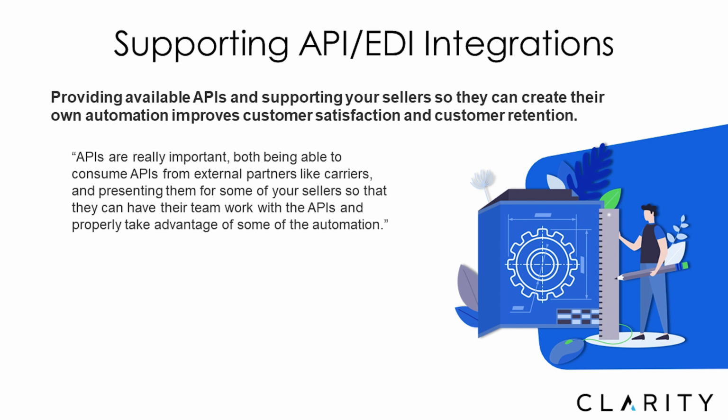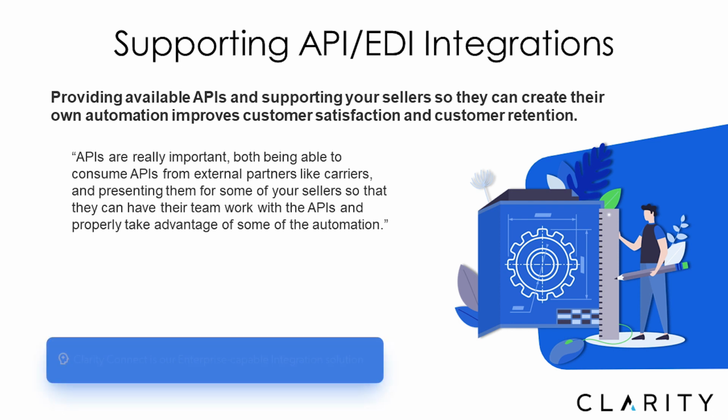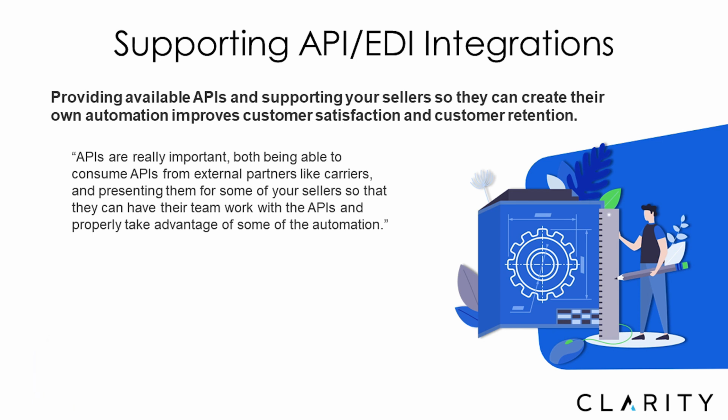So just as an example, one of the things that we offer at Clarity with our marketplaces is our integration platform. It can integrate with the most common ERPs and basically warehouse management systems that are out there so that we can push and pull this data very easily for the end customer.